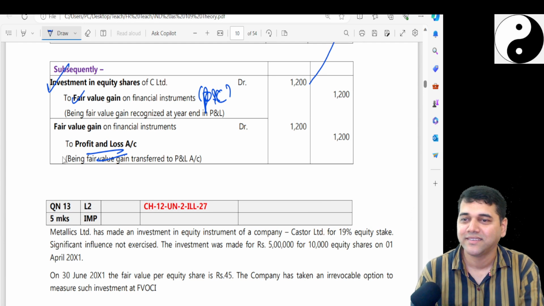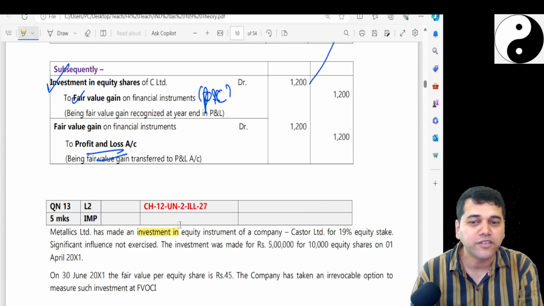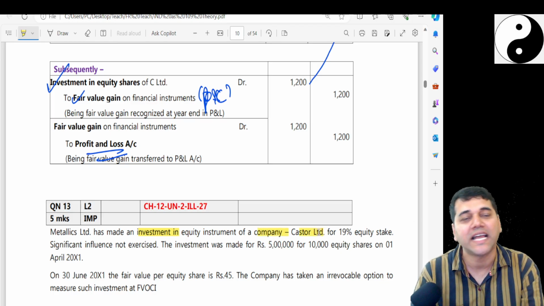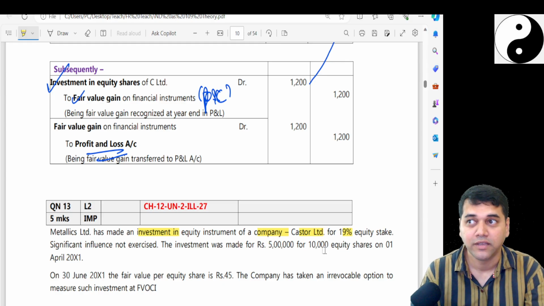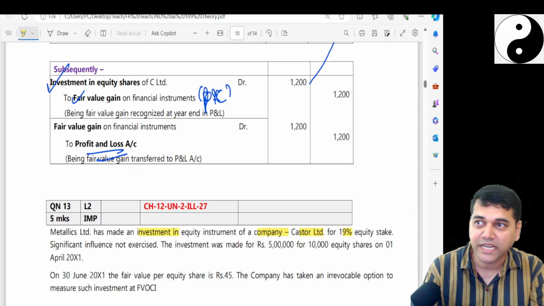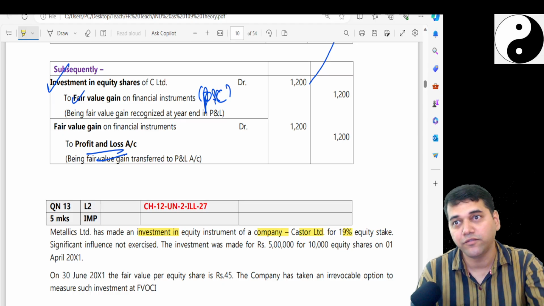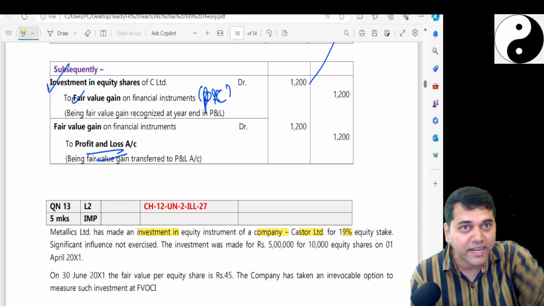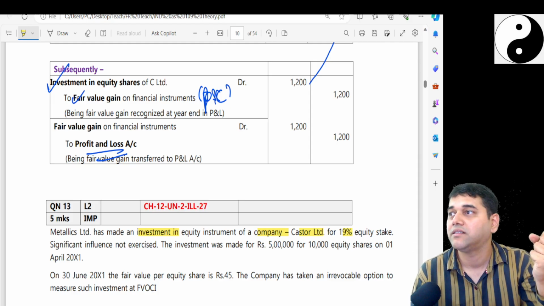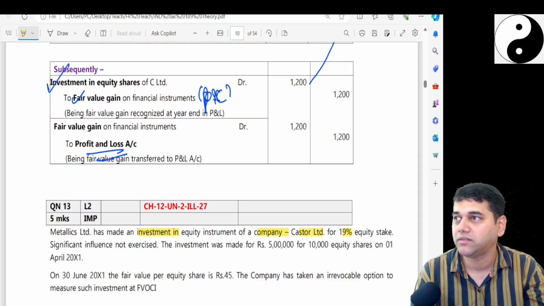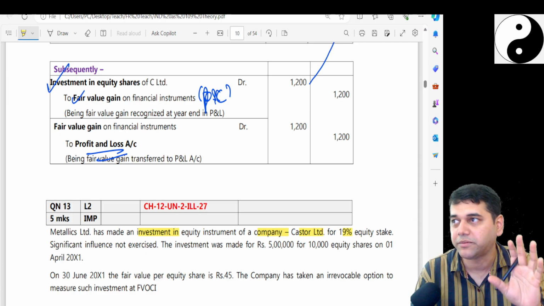Metallics made an investment in the equity instrument of a company called Castor Limited. How much? Some 19% stake. Be careful. Since it is a 19% stake, no significant influence. If it is more than 19% stake, then significant influence comes, then Ind AS 27 gets attracted. It is 20% onwards, but need not be, but generally 20%.